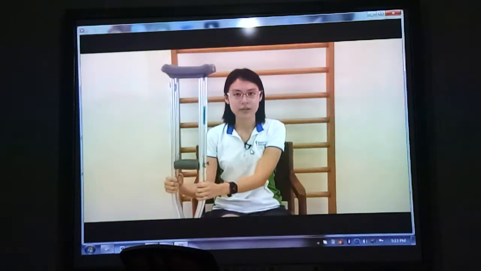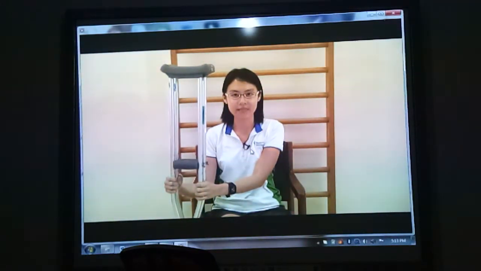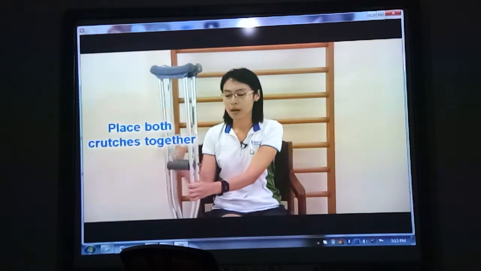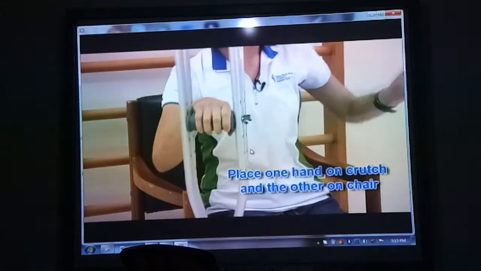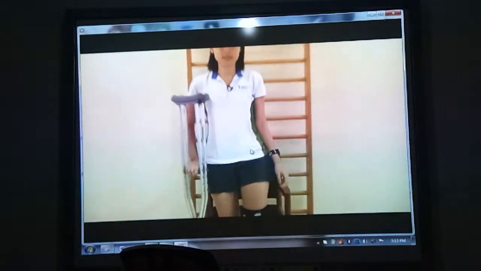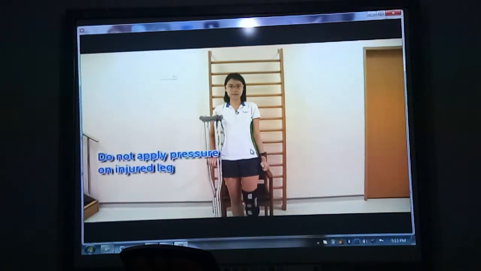I'm going to teach you how to stand up from a seated position in a non-weight bearing situation. First, place two crutches together. Have one hand on the crutch, one hand on the chair, and push yourself up. Remember not to place any weight on your affected leg.